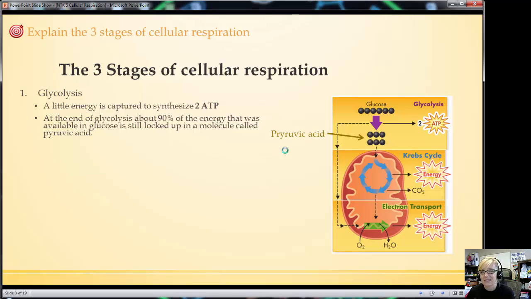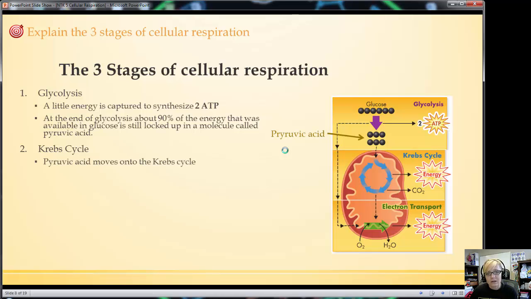Remember, we said that this happens in a series of stages, but we still have 90% of it still stored in this pyruvic acid. So we're not done yet, right? We need to move the pyruvic acid into another stage so we can get more energy from that molecule. That next stage is called the Krebs cycle.